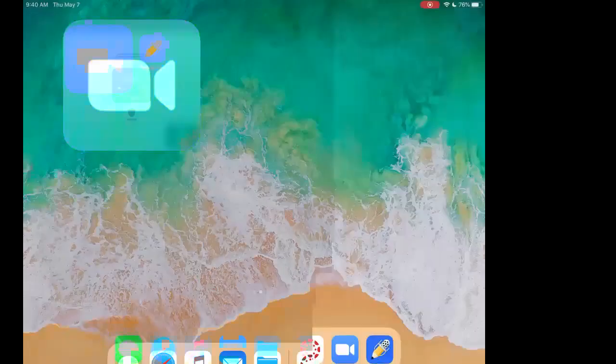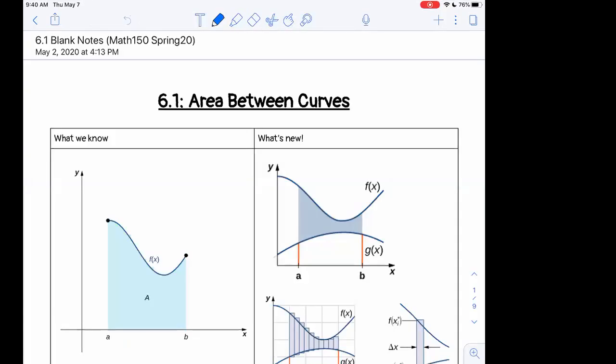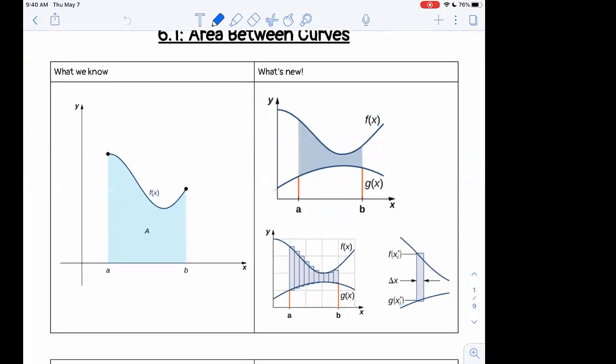Okay, so let's go ahead and get started with 6.1. All right, so 6.1 is a topic called area between curves. And so I wanted to spend some time thinking about what we know versus what's new.